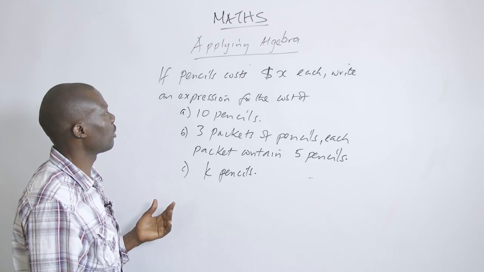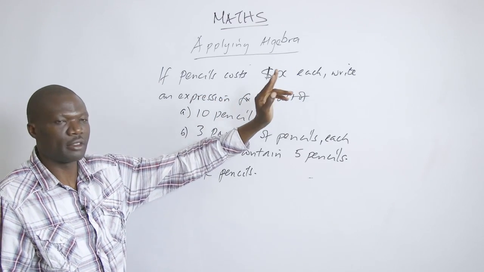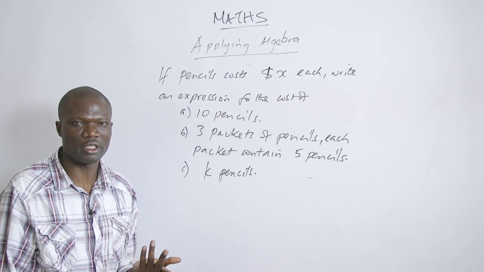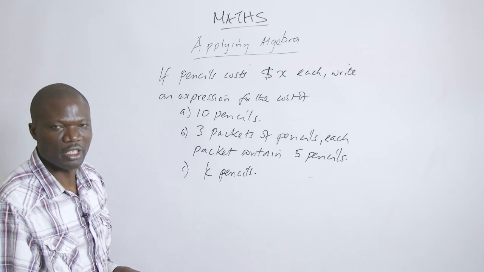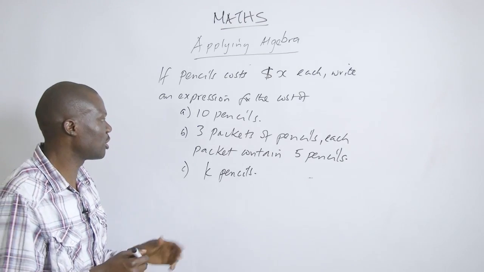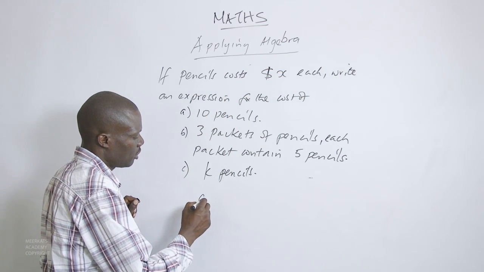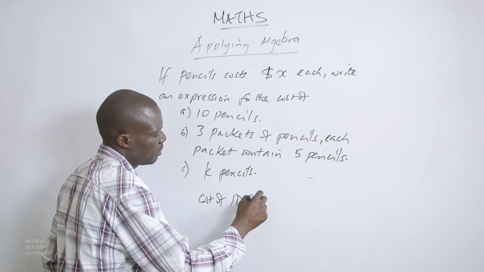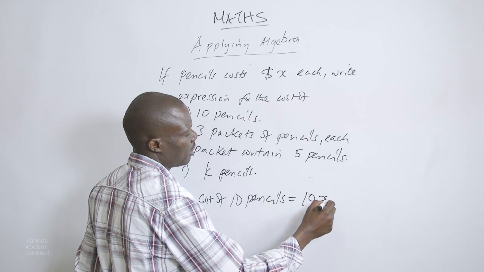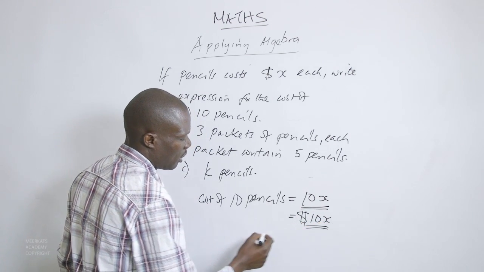Now, on the application about the cost, if pencils cost x dollars each, write an expression for the cost of 10 pencils. So for this, the cost of 10 pencils, we shall find the cost of each pencil, then multiply by 10. So it is just the total number of pencils multiplied by the cost of each pencil. So we shall have the cost of 10 pencils is equal to 10 times x, which is just 10x. So the cost will be 10x dollars.